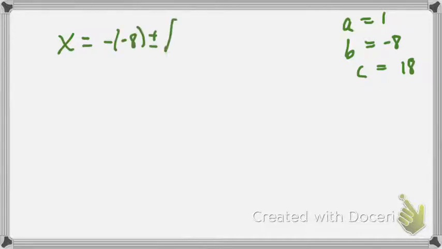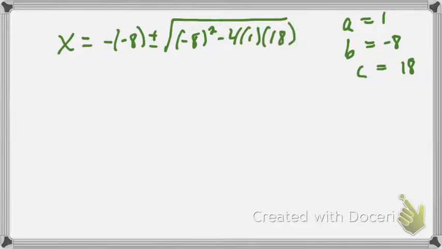So we have x equals negative, what's our b? Our b was negative 8. So let me write these down over here. A was 1, b was equal to negative 8, c was 18. Alright, so negative times the negative 8 plus or minus the square root of b squared, so negative 8 squared, minus 4 times 1 times 18 all over 2 times 1.